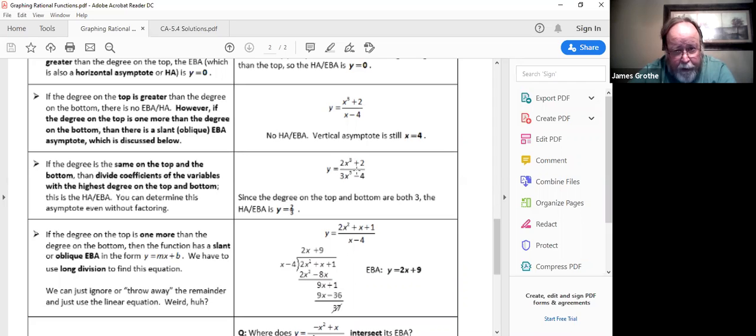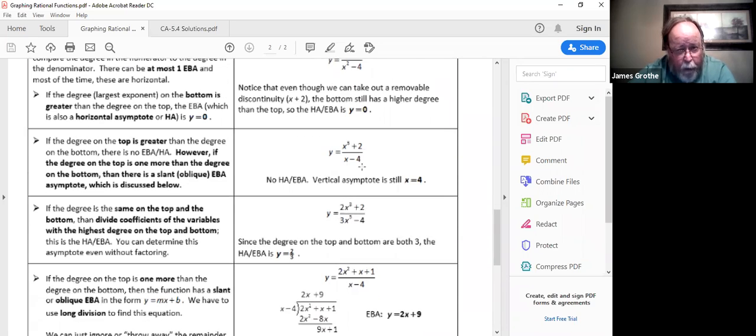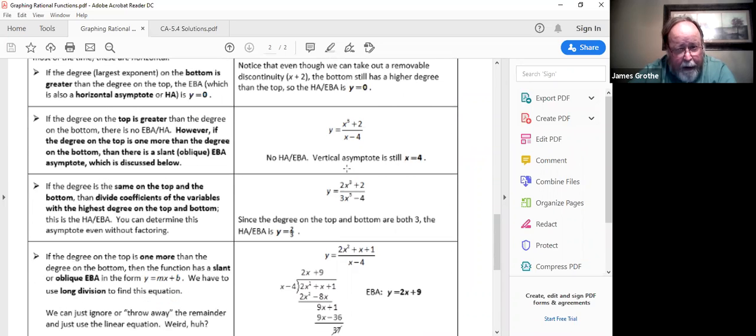So in this case, we're just going to divide the coefficients, 2 over 3, and we'll get y equals 2/3 as our horizontal asymptote. Okay, so bottom's bigger, x-axis, y equals 0. Top's bigger, no horizontal asymptote. If they're the same, just take the coefficients of the two highest power terms. Put 2x cubed over 3x cubed, cancel the x's, and you get y equals 2/3.